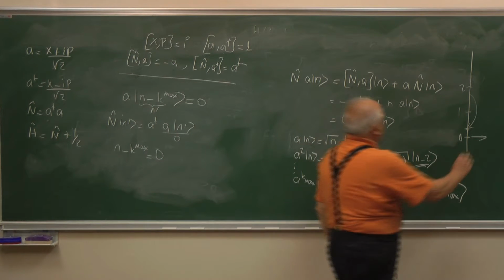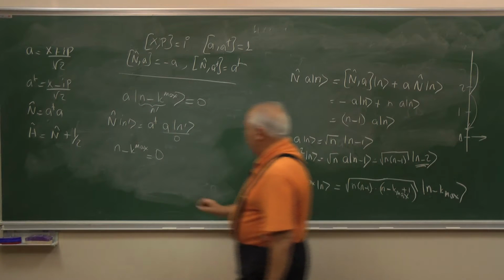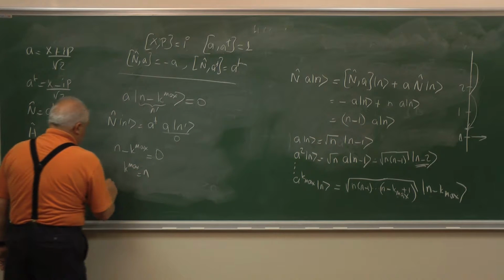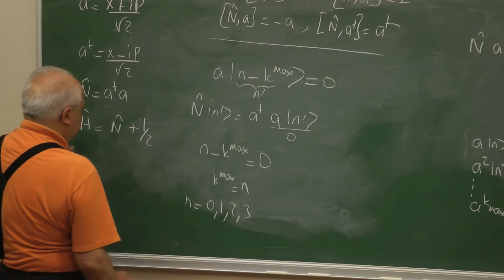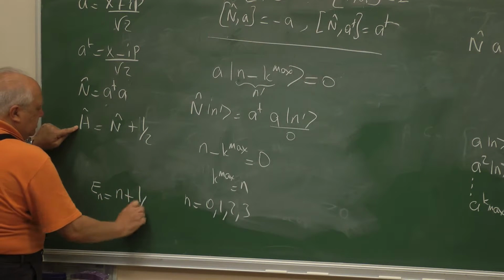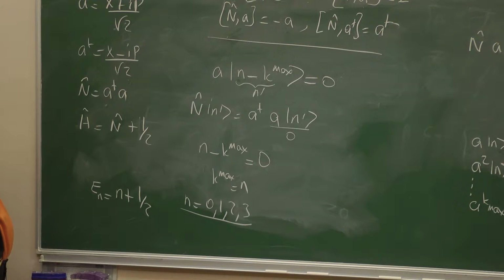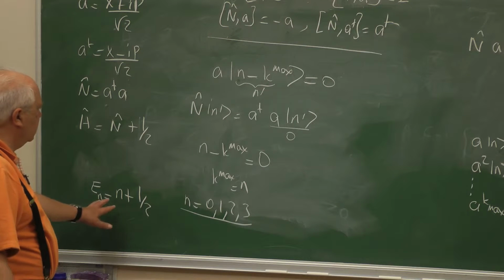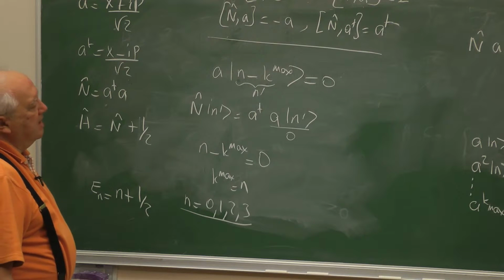We came through integer steps, and the last step is 0. So let us write k max is n. N has the spectrum 0, 1, 2, 3, etc. And the value of the energy, E n, is n plus a half, with n all these integer values. So through purely algebraic manipulations, we got the energy eigenvalues for all states.